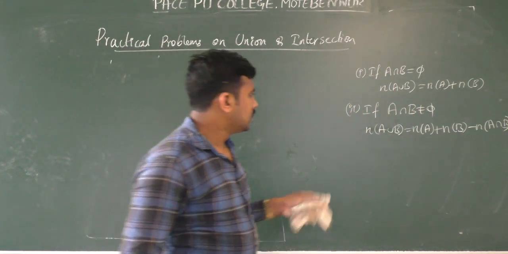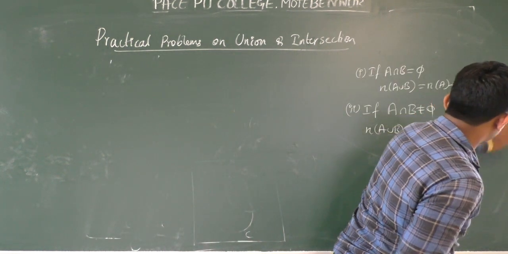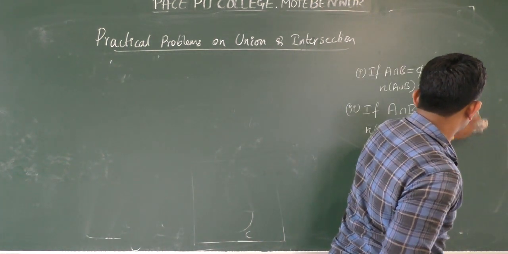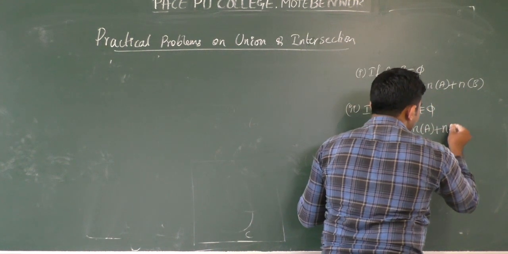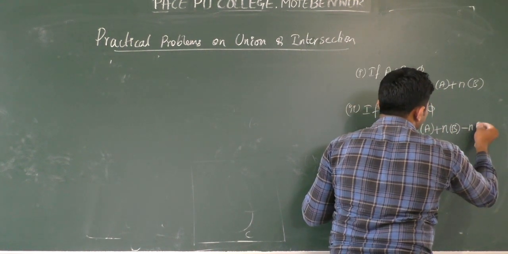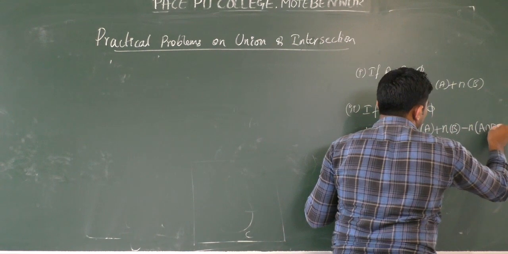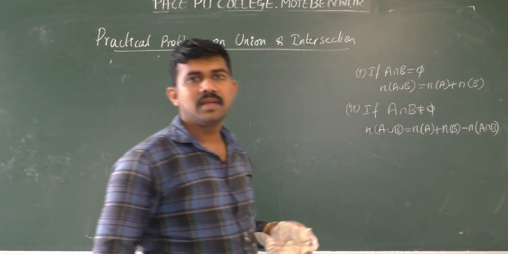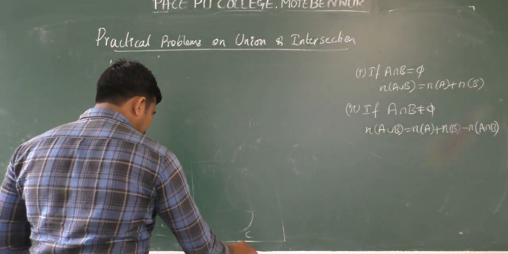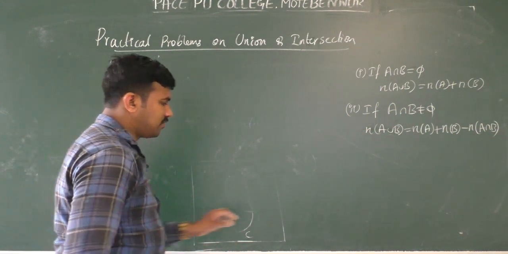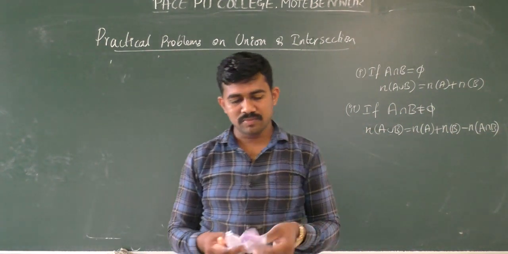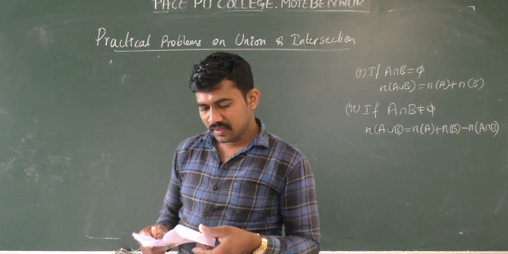Okay, so the board is visible correctly. If needed, it will come a little closer. n of B minus n of A intersection B. Okay, like this. Now see, we'll deal with the problems of this. Okay, practical problems. Use the formula and see.